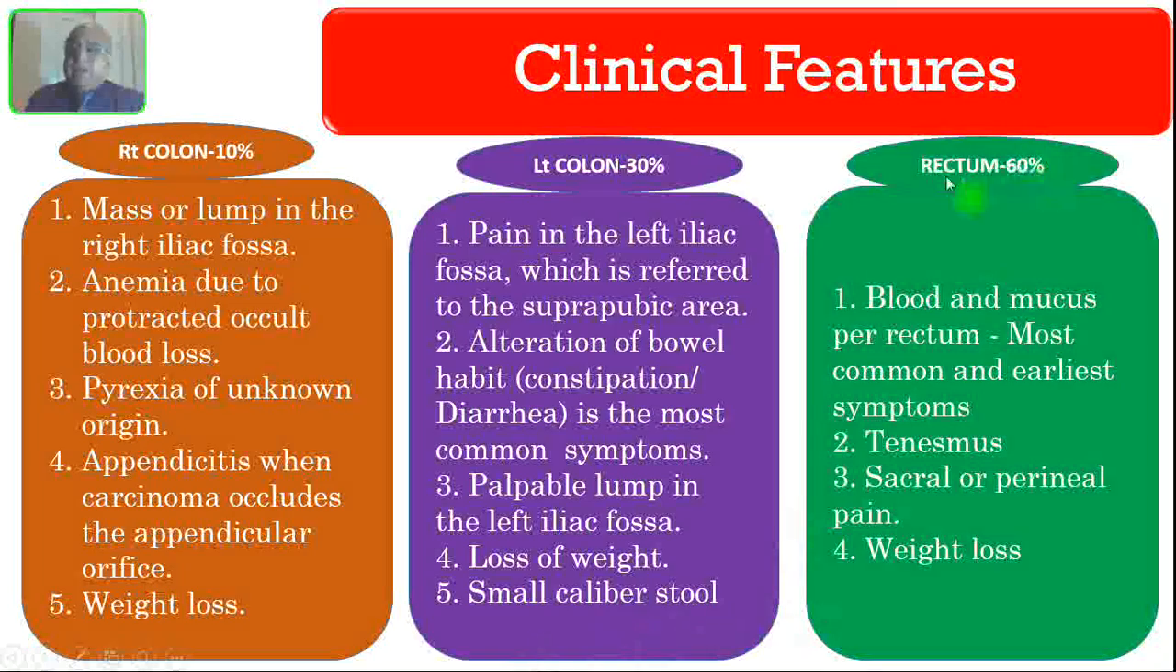Rectal carcinoma consists of 60% of the cases of colorectal cancer. The characteristic symptom is that the patient will be passing blood and mucus per rectum, and the patient also will have tenesmus, an inadequate feeling of evacuation of the stool. They may also have sacral or perineal pain. Of course, these patients also will have unintentional weight loss.